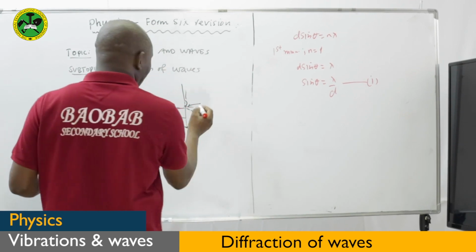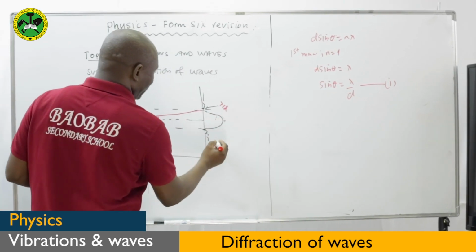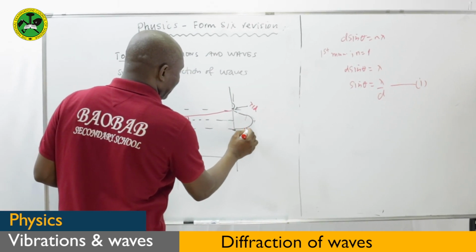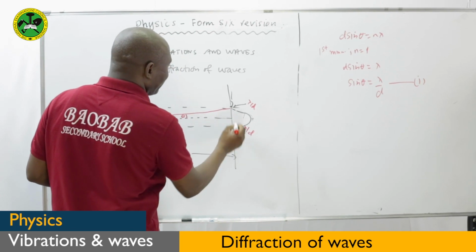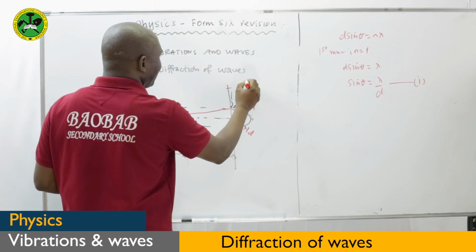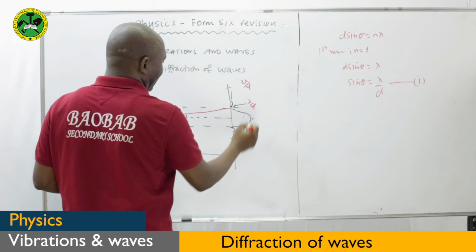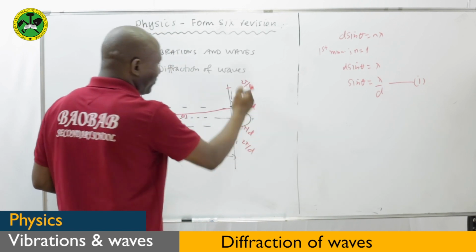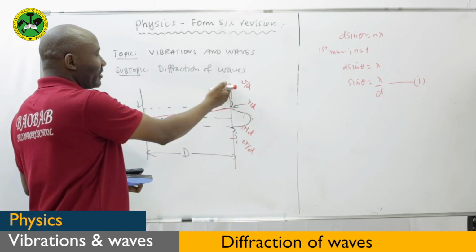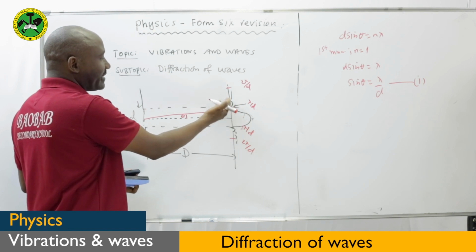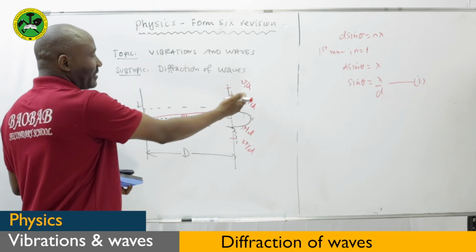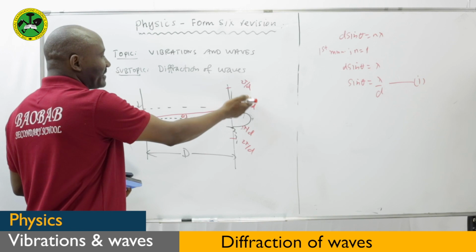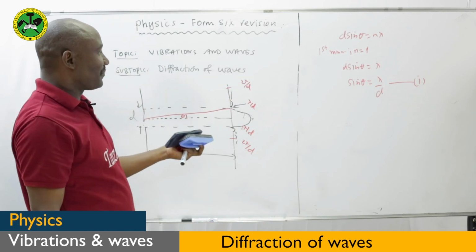So this was lambda over d, and the corresponding angle for the next will be 2 lambda over d, and so on. So you did those formulas. In between the first and the second minimum, you have a bright fringe, which is found by taking the summation divided by 2.